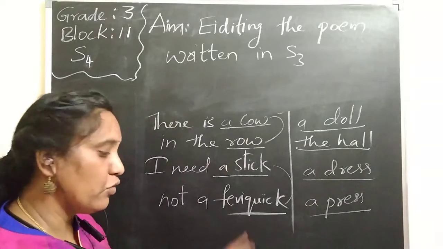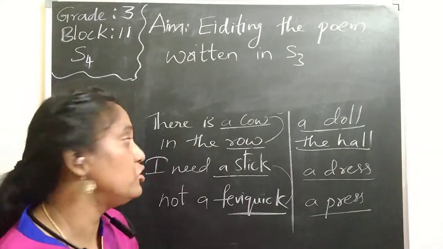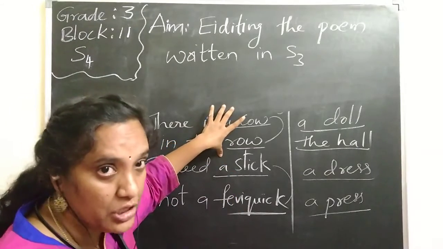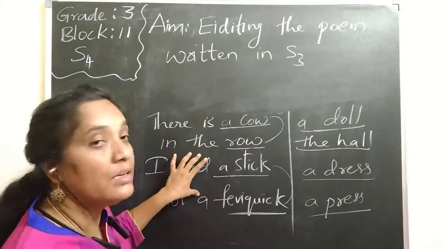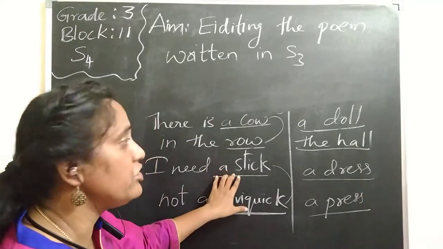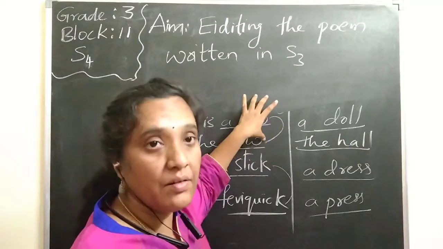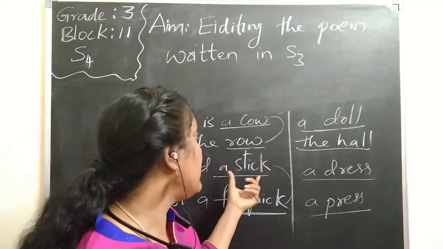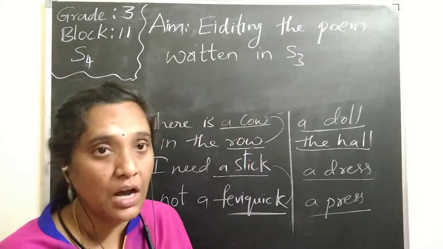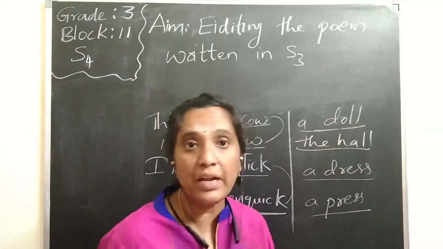Now you are coming to your fourth one. The third line tells the solution. You check whether the first 2 lines have a problem. Then comes whether your third line has a solution for that problem. Is this a solution? Yes. For my first 2 lines' problem, I can say the stick is the solution to move the cow, and the dress is the solution for my doll.